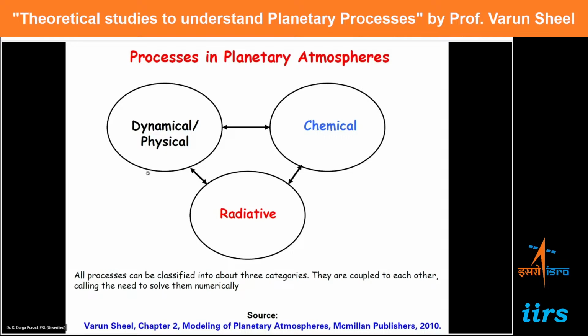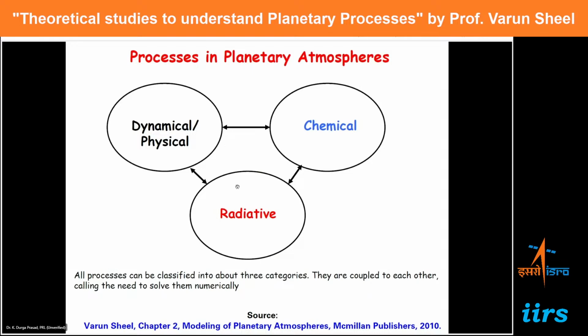All these processes can be classified into three categories as shown here. The first is radiative processes, which is basically the interaction of solar radiation with the atmospheric species. Then you have chemical, which is the atmospheric chemistry. Then there are dynamical and physical processes. All these three categories of processes are coupled to each other.